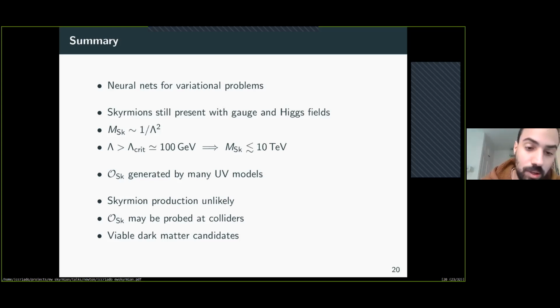And concerning the phenomenology, the production at colliders is unlikely, but we can probe them indirectly through other effects of the operator that generates them. And they may be a viable dark matter candidate made only out of standard model fields.